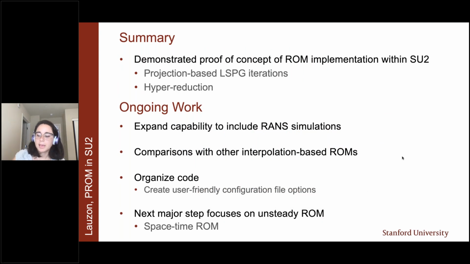In summary, I showed the capability of a ROM within SU2 and the goals of its implementation. In the future, I'd like to extend the implementation to include Navier-Stokes or RANS simulations. I'd also like to compare with other interpolation-based reduced order models. And I want to place the final touches on making this capability user-friendly, which also includes documentation. And the next major step for this work will be to look at space-time ROMs for unsteady applications. In this case, a space-time ROM will also reduce in the time domain instead of only spatially.